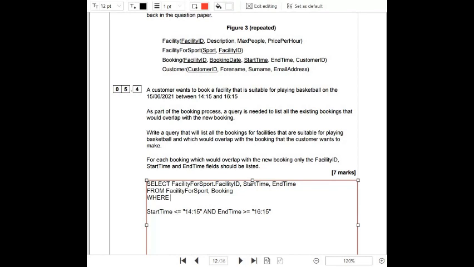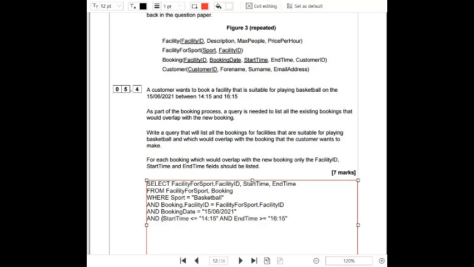Then we're going to have where sport is equal to basketball. Okay. Then we're going to have and booking, so this is where you need facility ID equals facility for sport facility ID. Then we're going to have and booking date is going to be the 15th of June 2021.